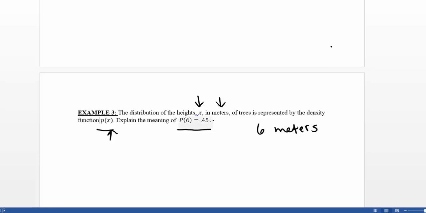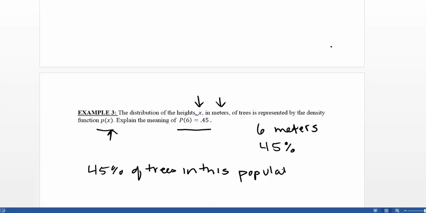So this 0.45 is telling us that 45% of this population have a particular characteristic. So putting these two things together, we could say something like 45% of trees in this population are 6 meters tall or less. Something like that.